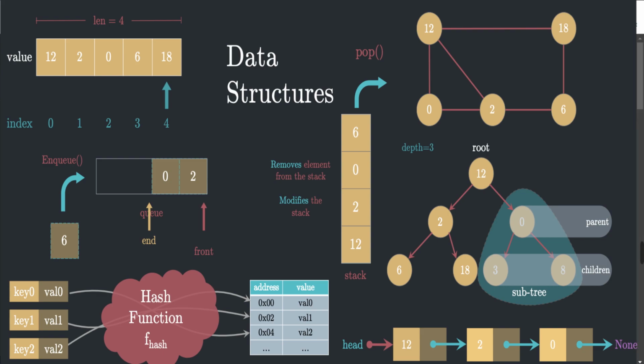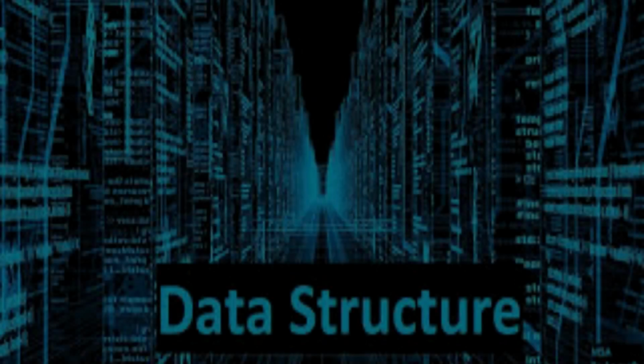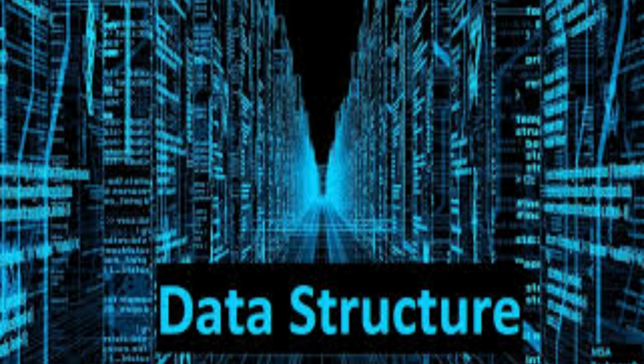Now, what is a data structure? A data structure is a particular way of organizing data in computer science so that it can be used efficiently. For example, we can store a list of items having the same data type using the array data structure. This was just an example.